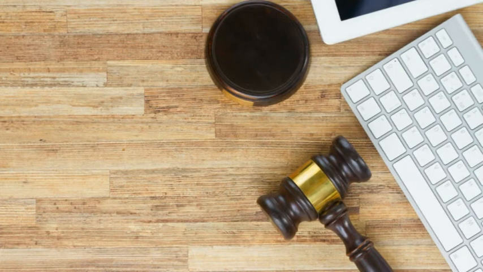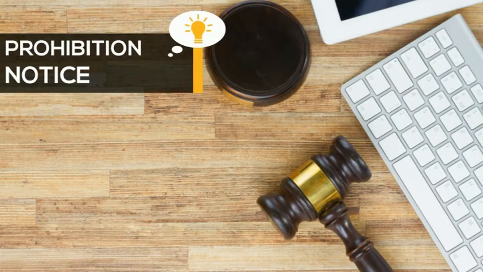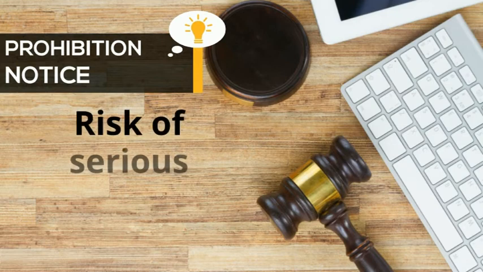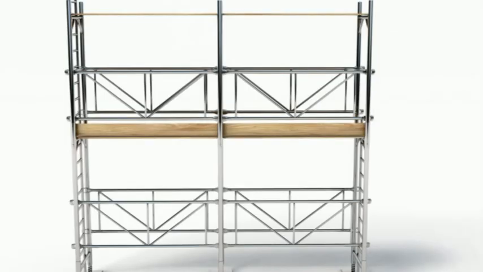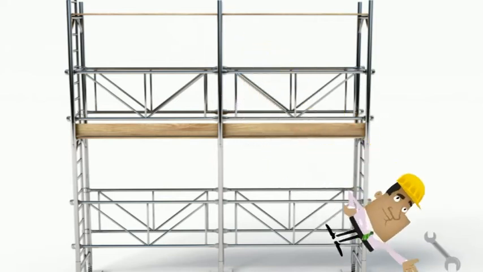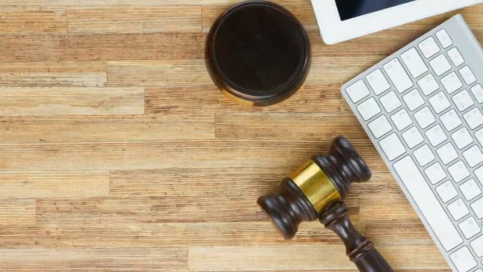The next term we'll look at is a prohibition notice. This is a much more serious situation where they are of the opinion that there is a risk of serious personal injury, such as an unsafe scaffold where somebody could be seriously injured if it collapsed or they fell off.